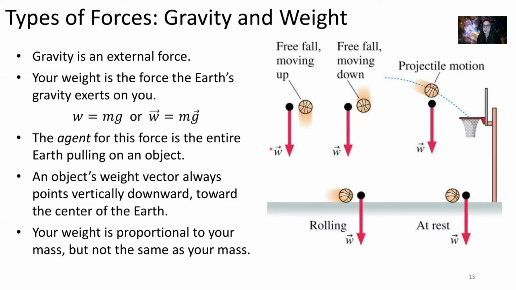So here's an example of a basketball, and we have the weight vector drawn in. No matter where the basketball is, whether it's moving up or down, or it's on the ground, or it's rolling around, that weight vector is always going to be pointing downward towards the surface of the Earth, or downward towards the center of the Earth.